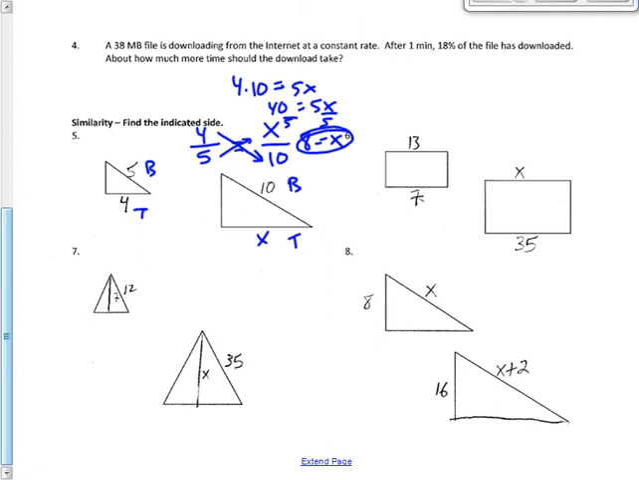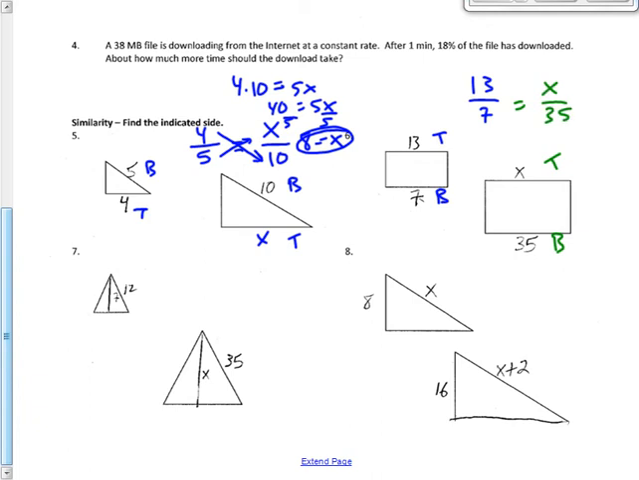Okay, but you have to make sure you're using part to part. So in this rectangle, I'm going to use the fact that this is the top and this is the bottom. And then on my second one, this is my top and this is my bottom. And I'm just going to put them in a proportion. So I end up with 13 over 7 is equal to x over 35.